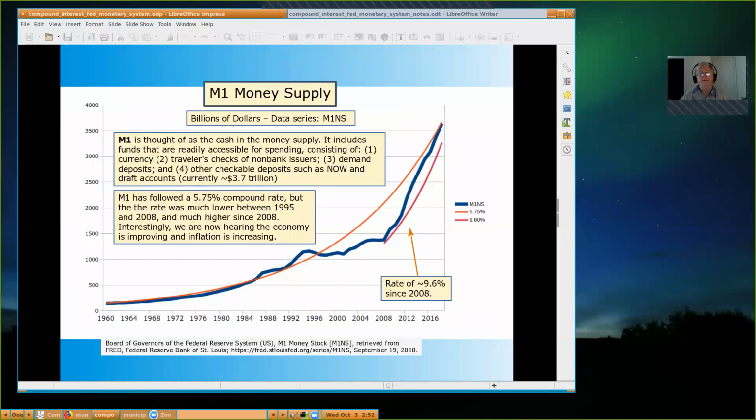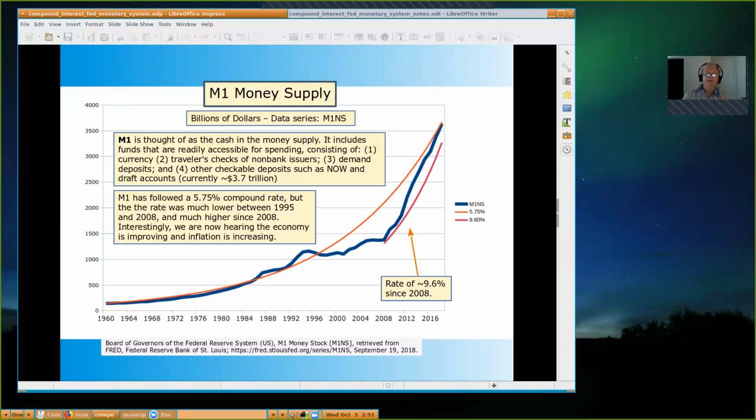Okay. Let's look at the money supply, and now I'm going to get into some slides here with graphs. The first one is M1, which is cash in the money supply. It's things that are readily there for spending: cash, currency, traveler's checks, demand deposits, and checkable deposits. So it's your checking accounts, whatever traveler's checks are out there. That's probably a very minor part of it. And then, the currency, the dollars in your wallet.